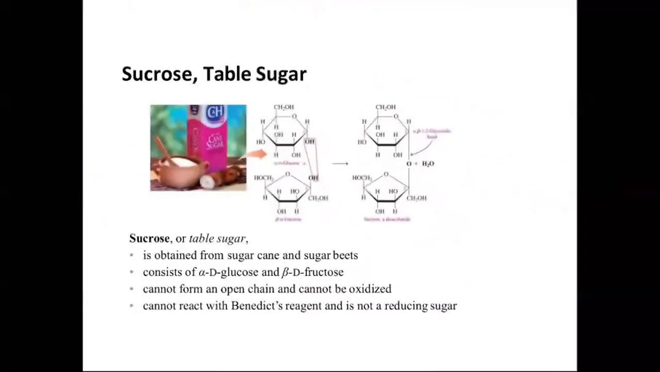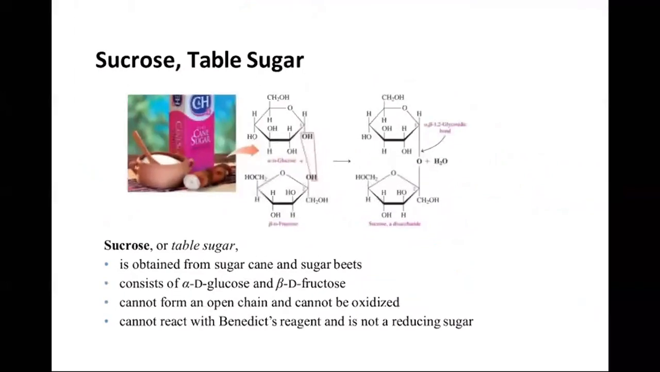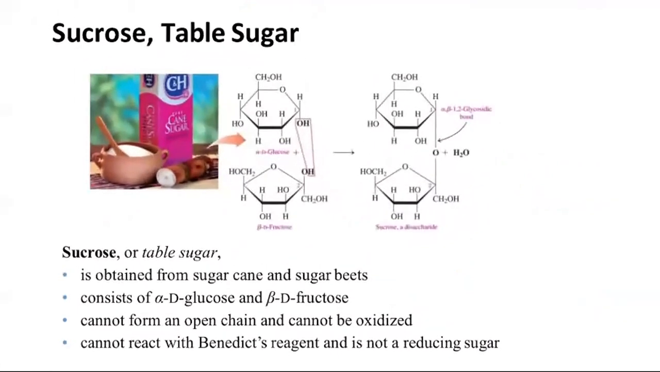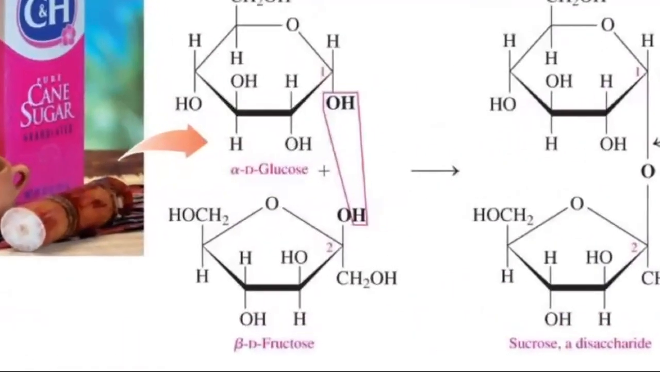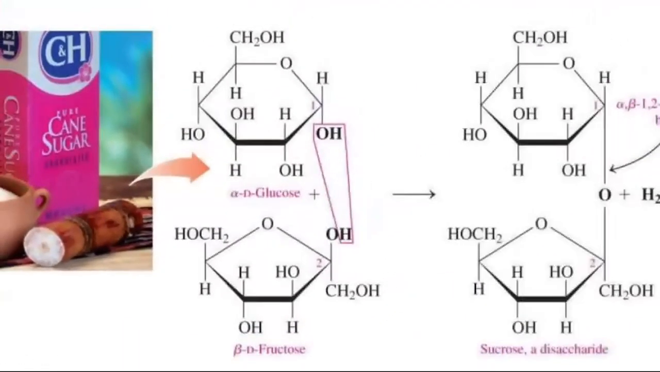Lastly, we have table sugar, and table sugar is going to be sucrose. We can obtain sucrose from sugarcane or even sugar beets. Now, when it comes to the monosaccharides that make table sugar, you can see that sucrose comes from alpha D-glucose and beta D-fructose coming together.